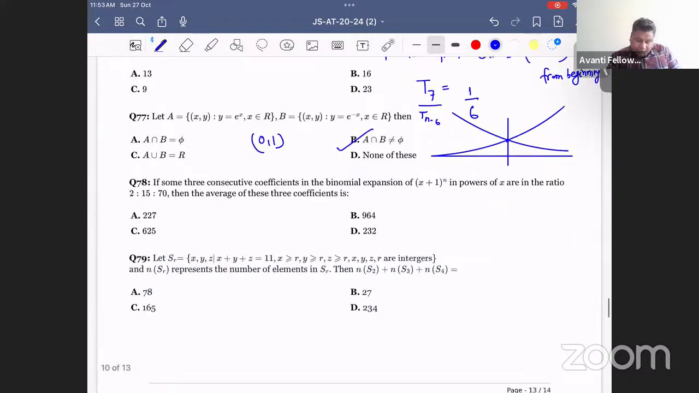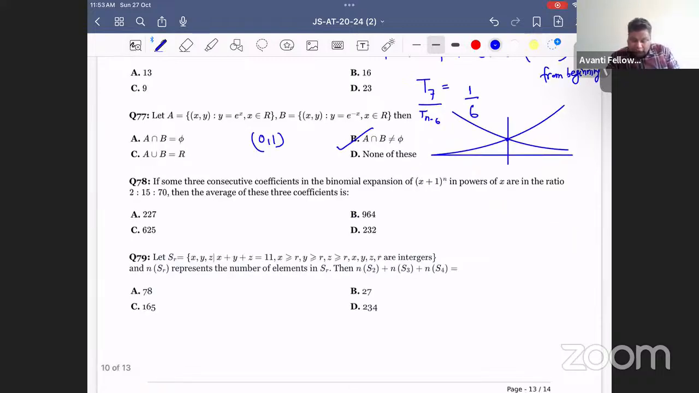Am I clear? Now, if some 3 consecutive coefficients in the binomial expansion of this in powers of x are in ratio 2 is to 15 is to 70, then the average of these 3 coefficients is, see, you should take nCr, nC(r+1) and nC(r+2). Now their ratio is given to you as 2 is to 15 is to 70. Got it?